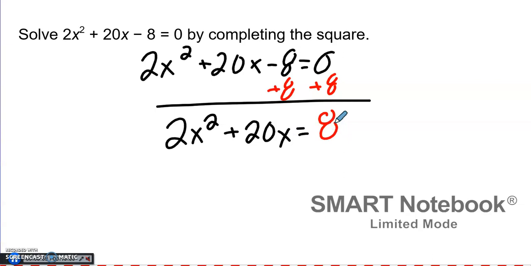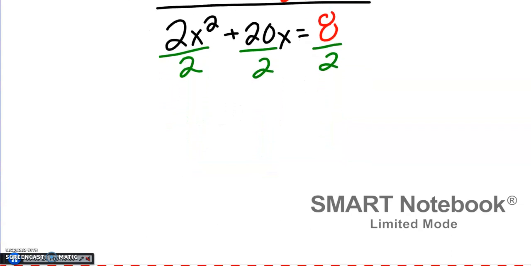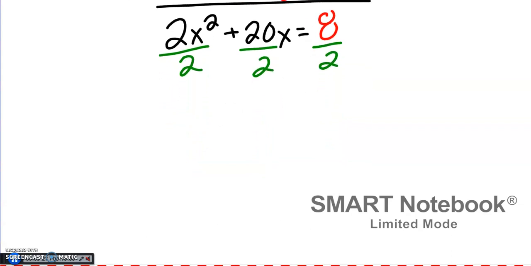Now what's different about this setup and the previous setup is that we have a coefficient in our quadratic term. We have 2x squared. So for completing the square purposes, we need that coefficient to be 1. We need to divide everything by 2. We're lucky right now that it turns out to be friendly numbers. Sometimes you're going to have fractions, and that's okay. You're just going to have to keep going with the process. Trust the process here, folks. So we're going to cross that out, and we get x squared plus 10x is equal to 4.